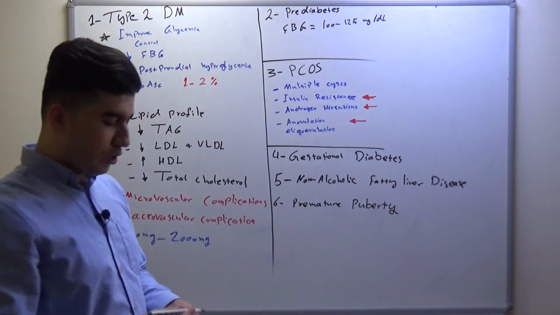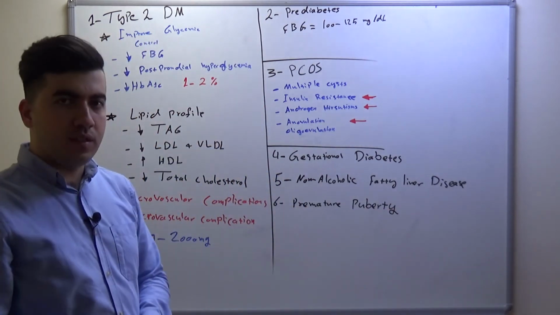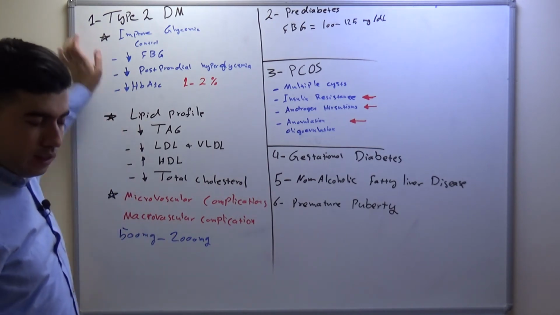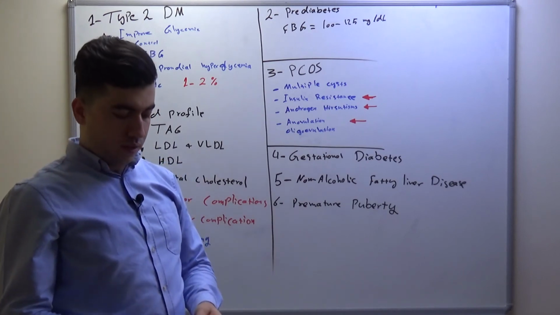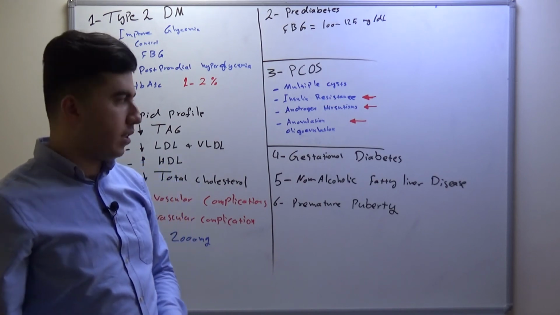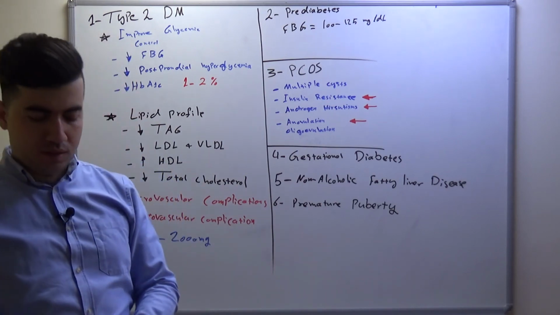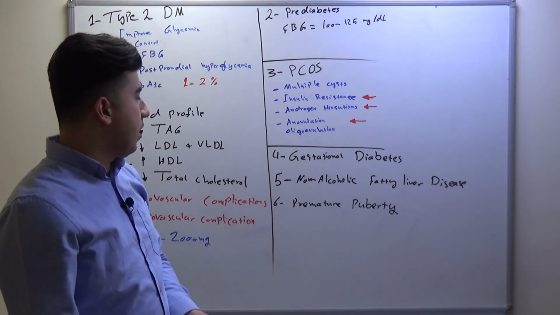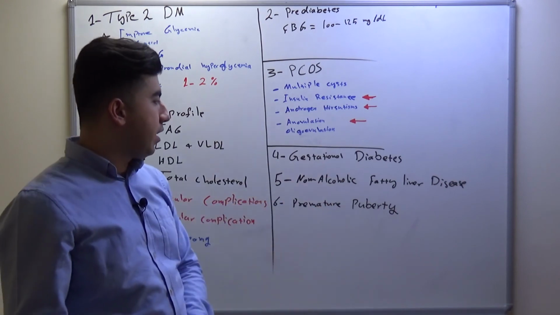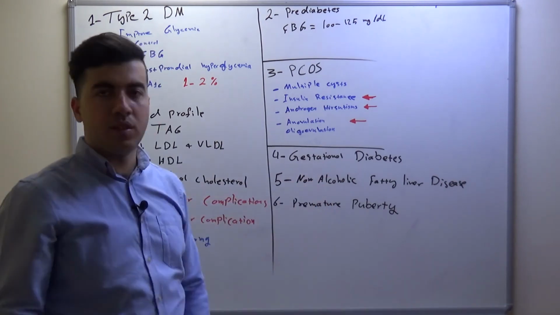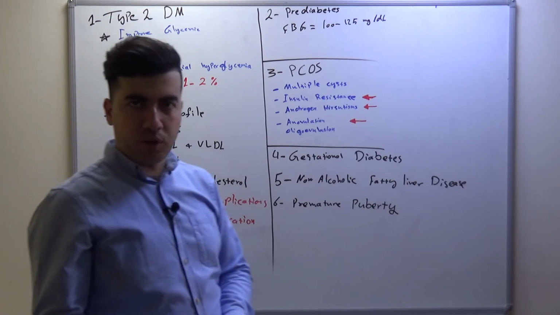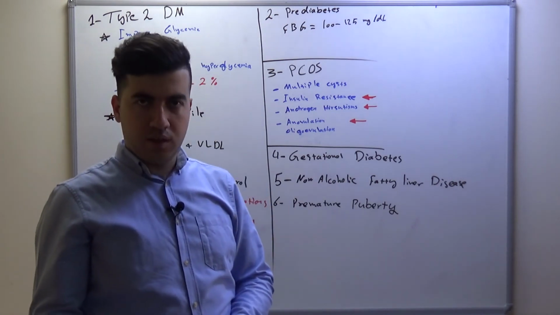So these are the main indications for metformin. Actually, the main indication for metformin is what? Type 2 diabetes mellitus, which is currently the first option, the drug of choice for type 2 diabetes mellitus, unless it's contraindicated by the contraindications that we discussed before. And other potential indications include prediabetes, PCOS, gestational diabetes, non-alcoholic fatty liver disease, and also premature puberty. That's all about metformin, pharmacodynamics, and pharmacokinetics. Thank you.